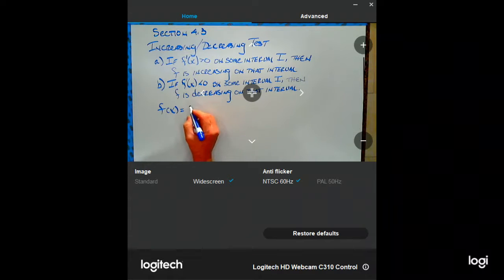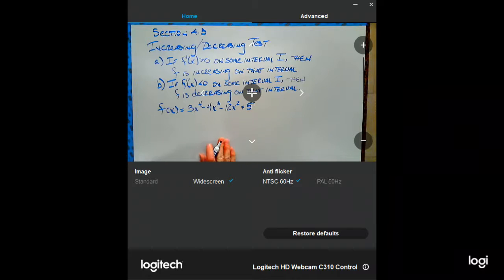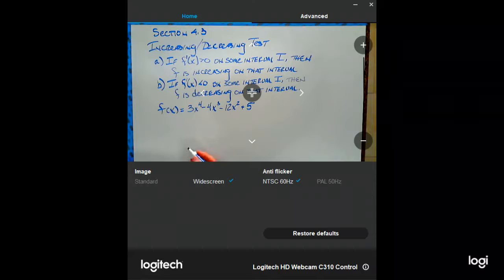We have a function f of x, which is going to be equal to 3x to the 4th minus 4x cubed minus 12x squared plus 5. Right? And we want to find where is this function increasing and where is this function decreasing. Now we could graph this with our calculator, but we don't necessarily always have a calculator. So we want to know where this function is increasing and where it is decreasing. Now the way we're going to do that is we're going to use the increasing decreasing test. Obviously they named it pretty appropriately.